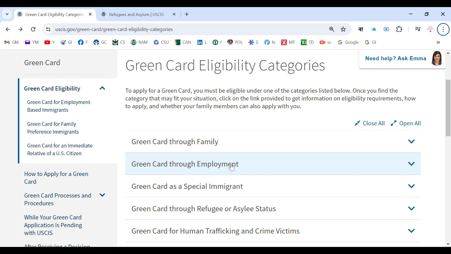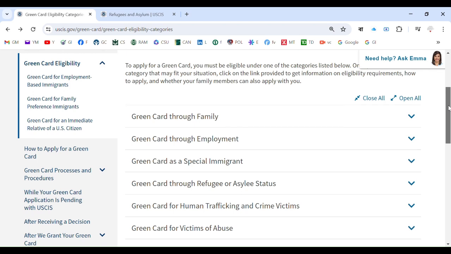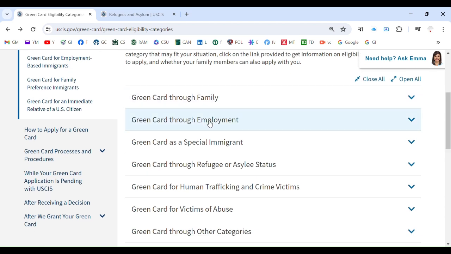I showed you in brief in the last video, and today I will discuss another most important category, green card through refugee or asylee status. I will only discuss these three: family, employment, and refugee or asylee status, because other categories are not that common. Okay, so this is the one. Today I am discussing green card through refugee or asylee status.